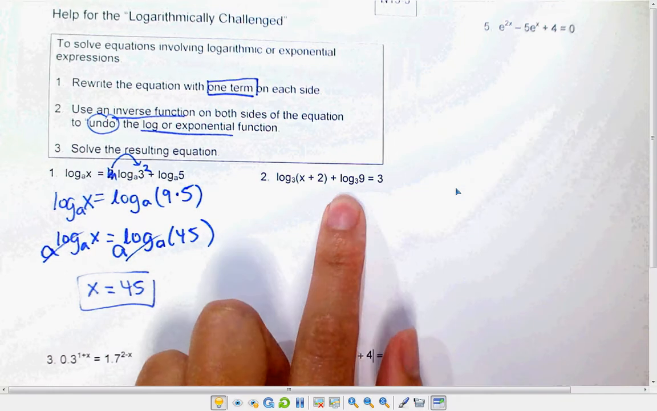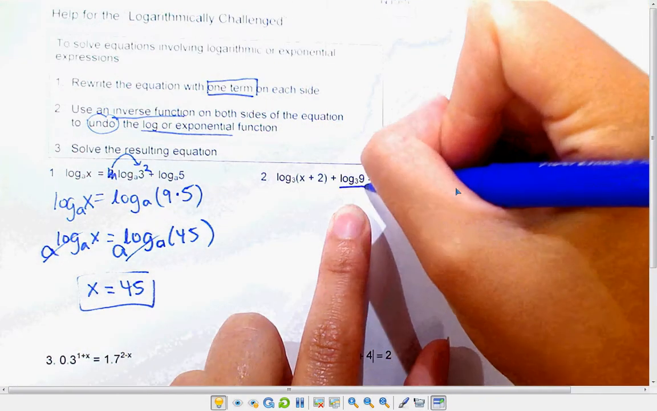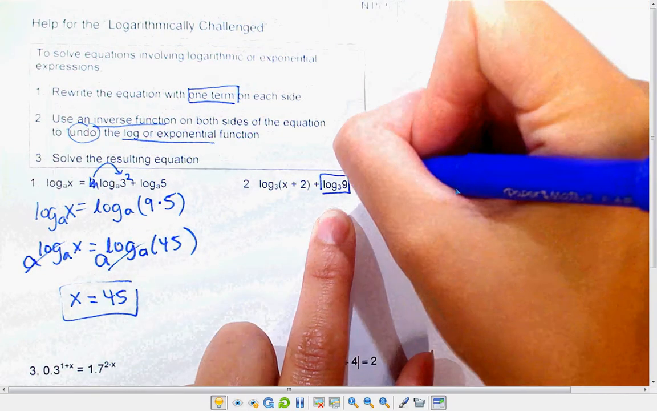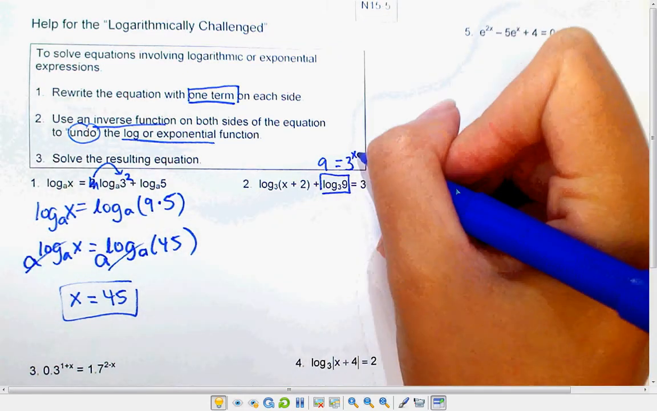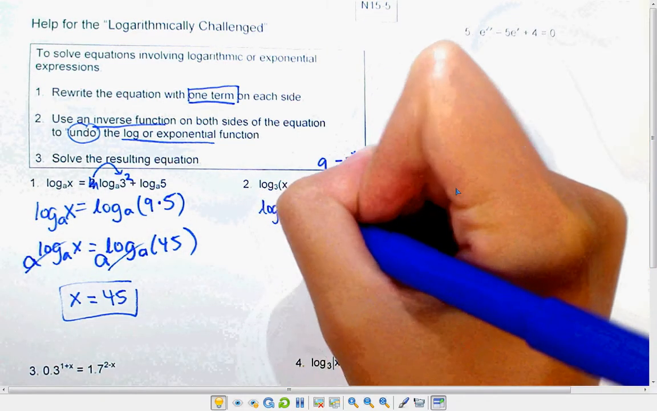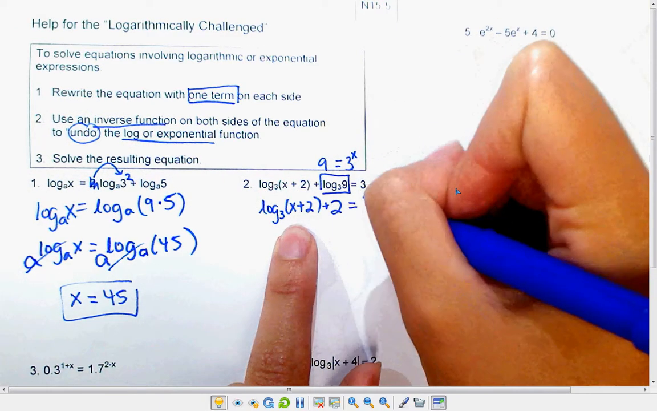We've seen this problem before, so again, we first need to rewrite the equation with one term on either side. First thing you should notice is that this is something we can actually get an answer for. This is asking us 3 to what power gives you 9? So clearly 3 squared gives you 9, so this is just 2. So I have log base 3 of x plus 2 equals 3.